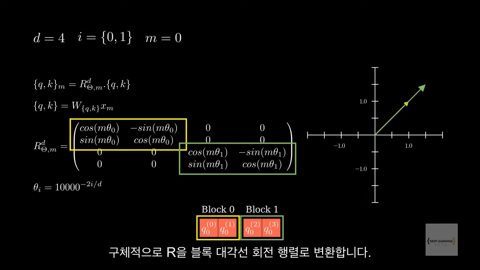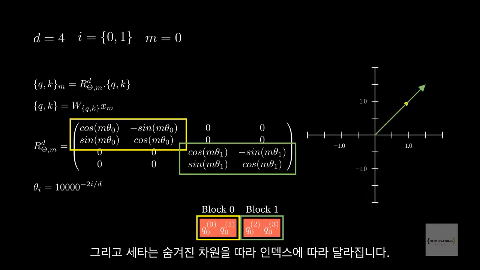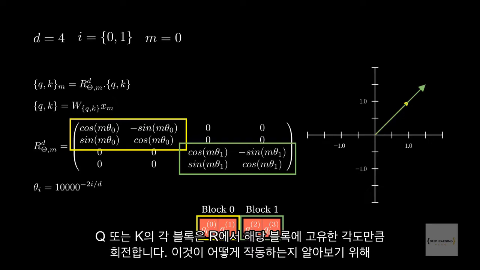Specifically, we convert R to a block diagonal rotation matrix. Each block is associated with one block of Q or K. Each rotation block will have its own theta constant, and theta depends on the index along the hidden dimension. Multiplying a d-dimensional vector by a block diagonal R means each block in Q or K will be rotated by the angle unique to that block in R.